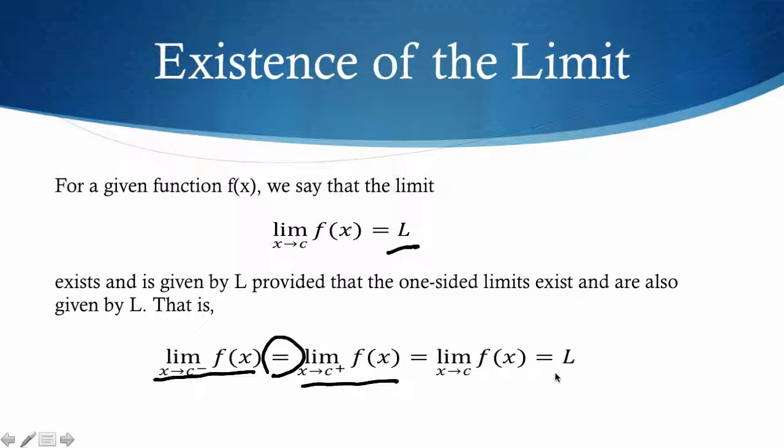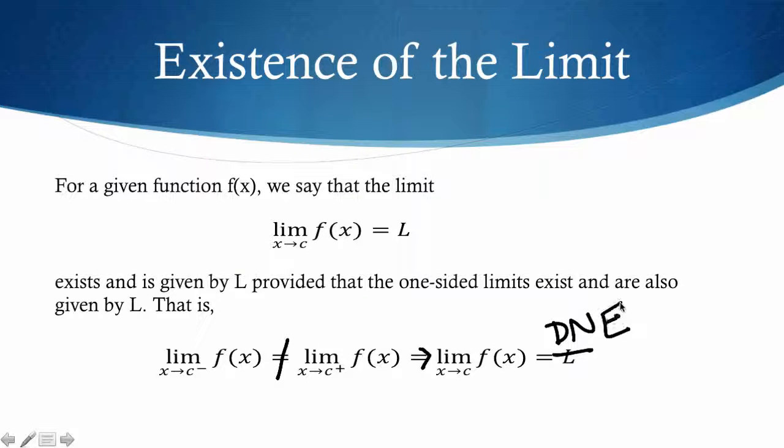And if they are equal to each other and equal to L, then the general limit, the limit that we introduced in the previous section, 1.1, is also equal to L. If at any point these one-sided limits do not exist, or equal infinity, or do not equal each other, then we would say that the limit does not exist.